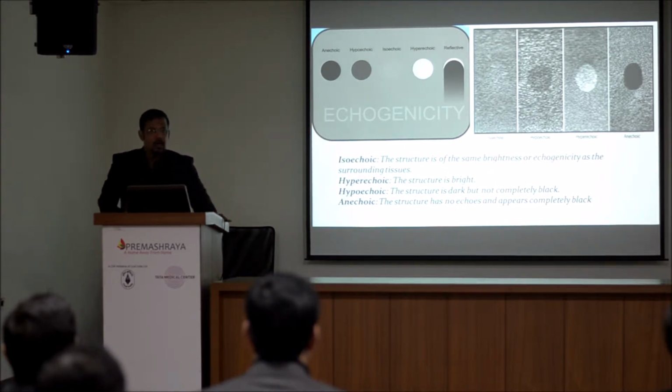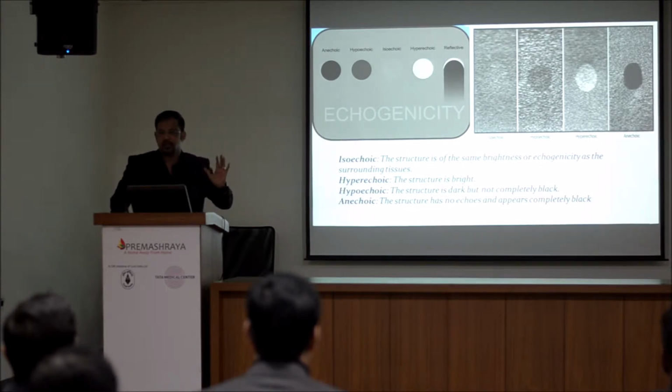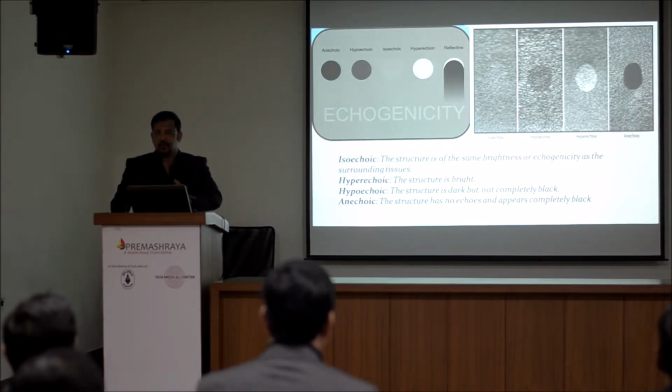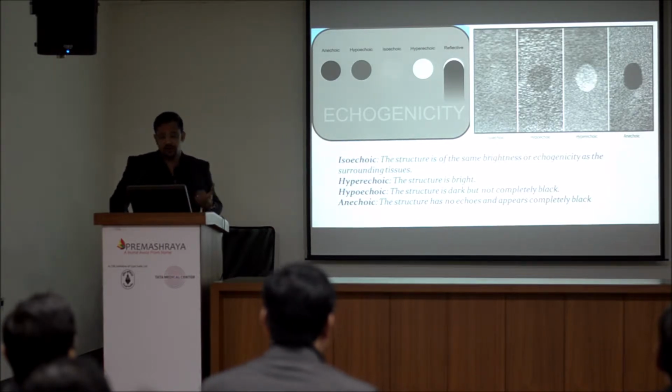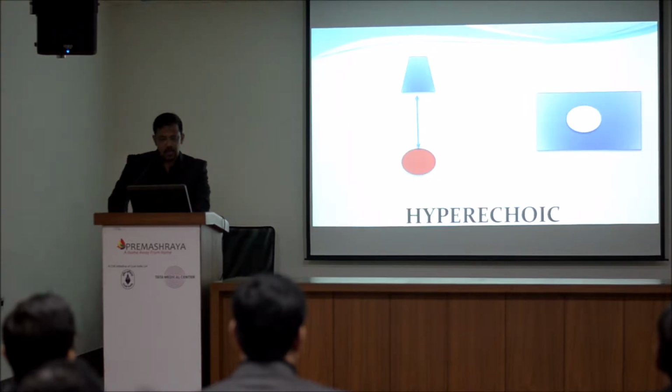In ultrasound, everything is black and white. Okay? So there are four types of echogenicity which you see in the monitor. One is isoechoic, that is the structure has the same brightness or echogenicity as the surrounding tissue. Hyperechoic, the structure is bright. Hypoechoic, the structure is dark, but not completely dark. And anechoic means the structure has no echoes. It appears completely black.